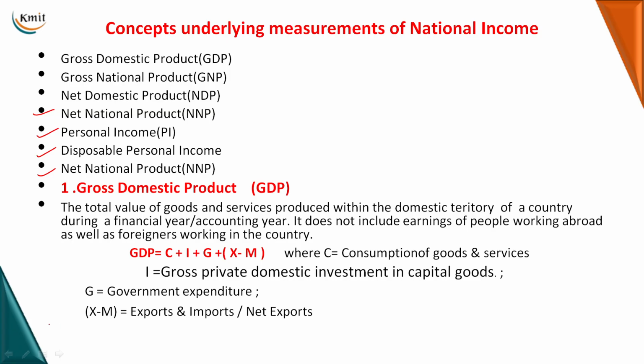So GDP is equal to C, consumption of goods and services, plus I, gross private investment in capital goods, plus G, government expenditure, plus X minus M, which indicates exports minus imports, or else referred to as net exports.